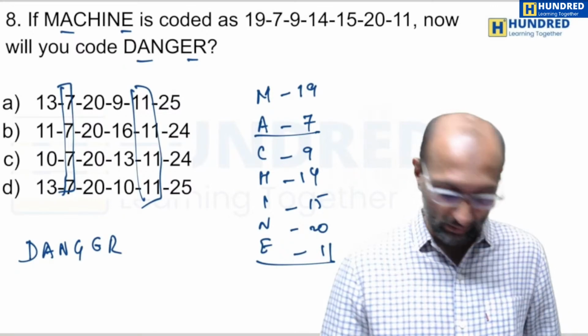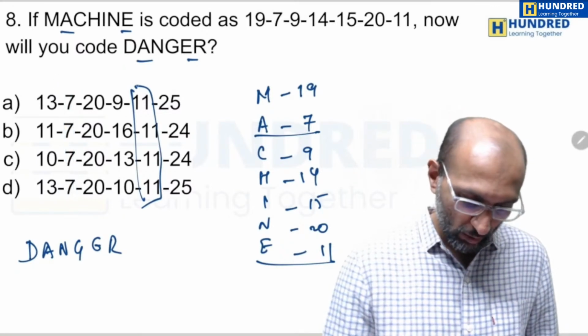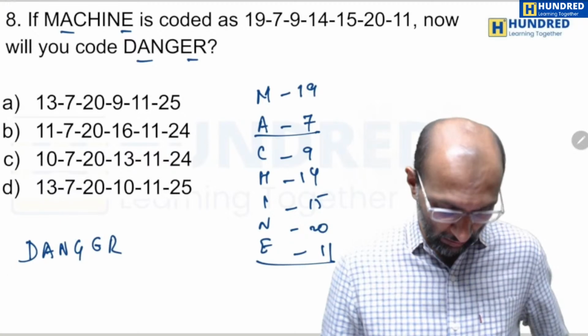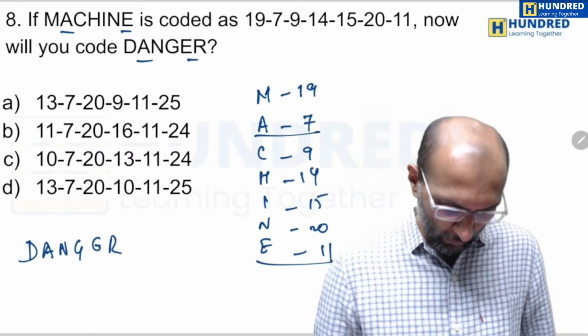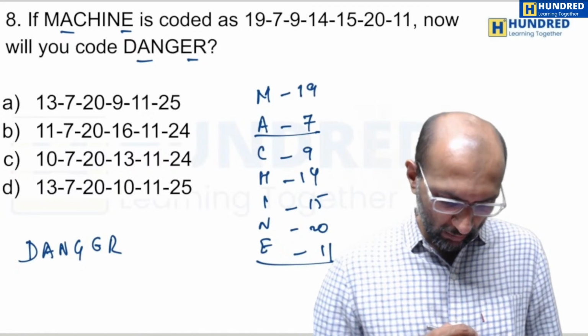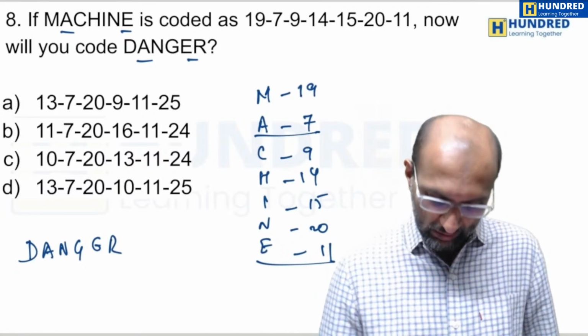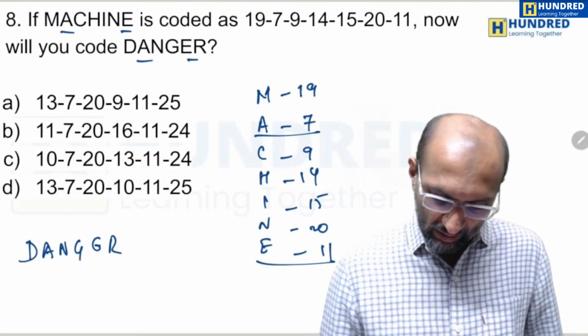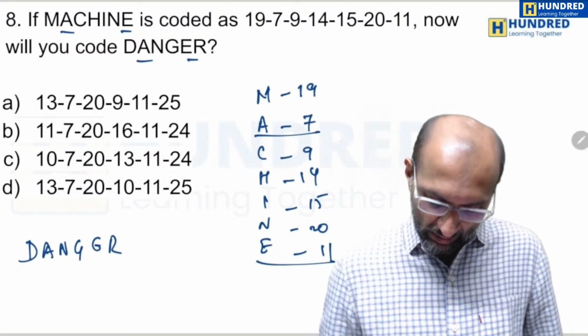Let us look at another pattern. Okay, so this is one ruled out. We cannot use these. Okay, so let us see. So what can be the approach? Okay, so let us see. So here A is 7, C is 9, E is 11.